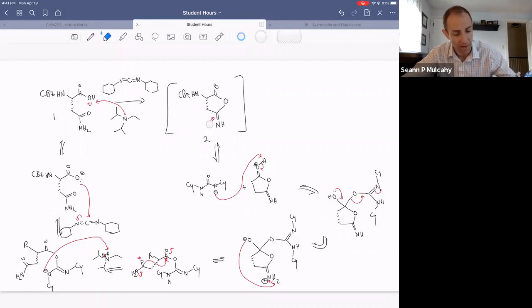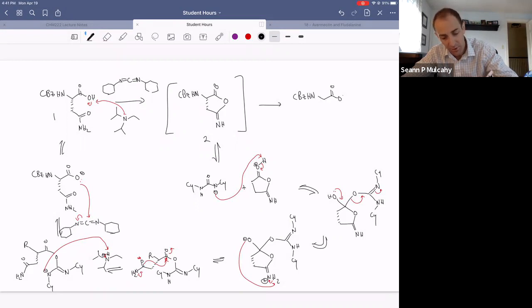Now, how do I get to the next species from there? That next species is number 3, CBZHN, carboxylic acid, and then a nitrile. Well, how do we get that nitrile? What we would have to do is form a carbon-nitrogen triple bond right here. So this is number 3. And then I'd have to break this bond. I have to break that bond. So we need to form the triple bond and then break the carbon-oxygen bond.